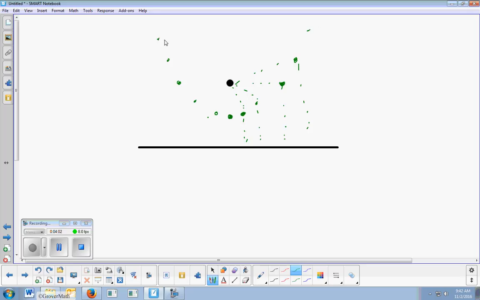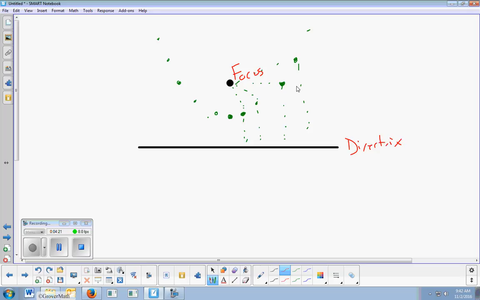And what we're doing is we're drawing a parabola. A very sloppy parabola is a collection of points that are the same distance to a point and a line. The point we call the focus, and the line is called the directrix.